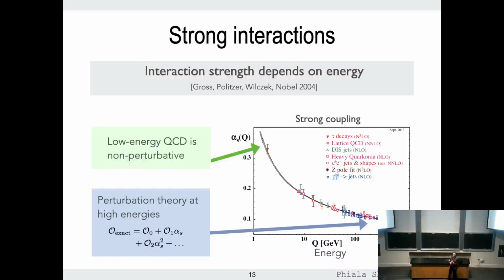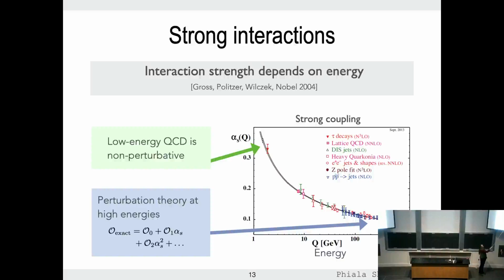However, the strong interactions are also difficult to study, particularly at low energy regions. So the reason for that is that the theory is non-perturbative. So that's what we're seeing here. This is the coupling strength of the theory, and this is the energy scale on the horizontal axis. You can see that at high energies, the coupling is small, and what that means is that a perturbative approach works. You can do an expansion in powers of that coupling.